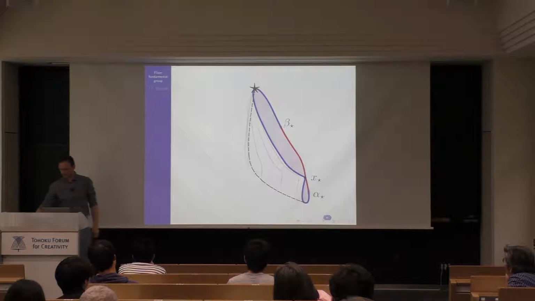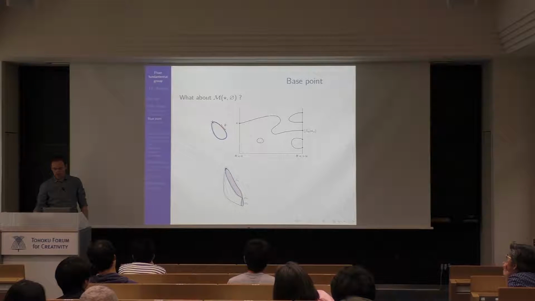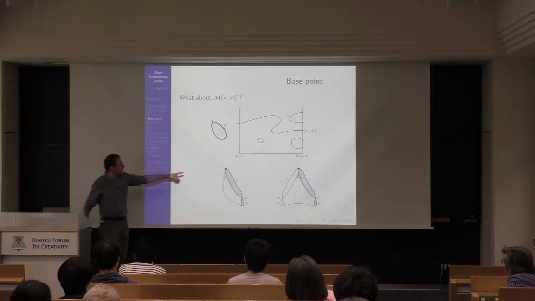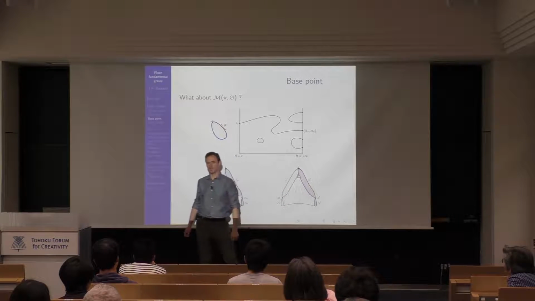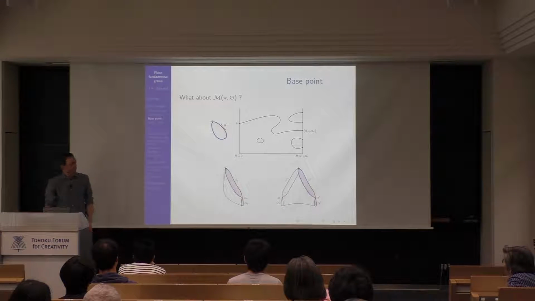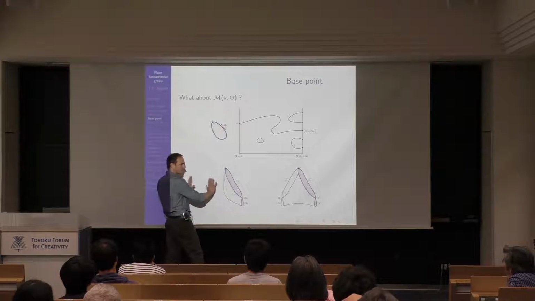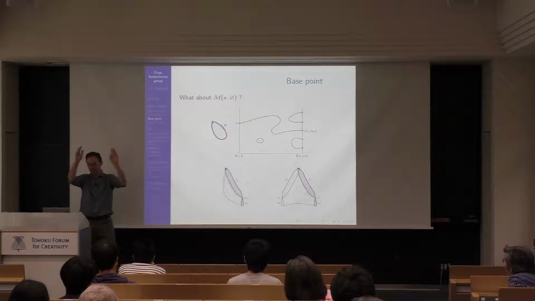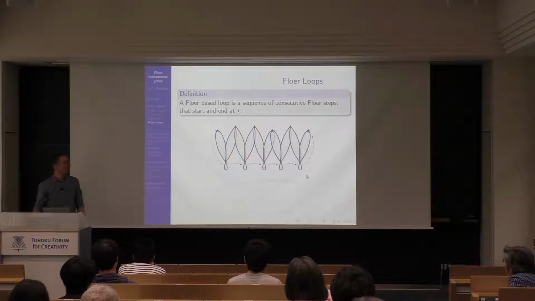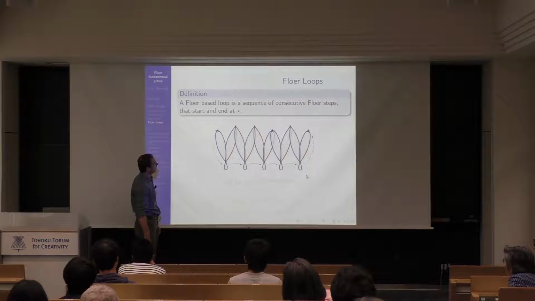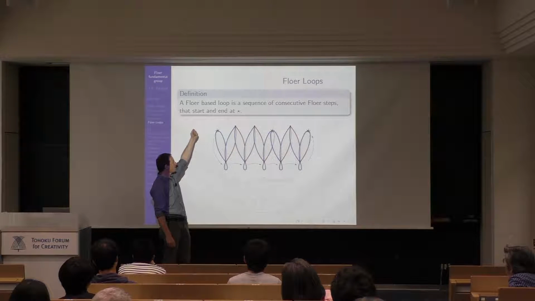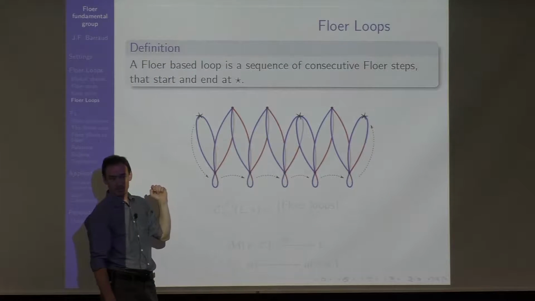And for the other one, for the steps here, it's very similar to what we had before, but the only difference is that at the top here you have the base point instead of an intersection point. Okay. So now we have our three kinds of steps, and if we know what a step is, we can start walking and explore the world, and we can define a loop. So a Floer loop. A Floer loop is just a sequence of consecutive steps starting and ending at the base point.